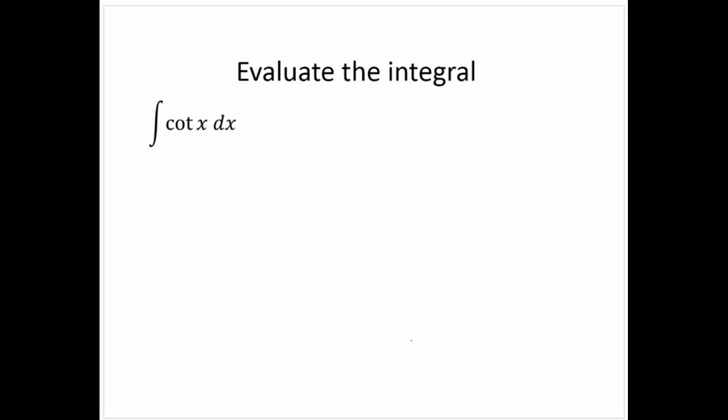Evaluate the integral of cotangent x dx. We don't have a special formula for this integral yet, so let's derive it. To do this, we're going to use an identity from trigonometry. Recall that the cotangent of x can be rewritten as the cosine of x divided by the sine of x. And so we now have the integral of cosine x over sine x dx.